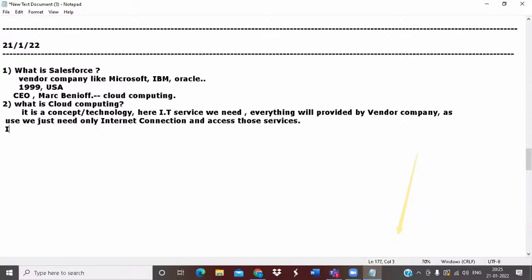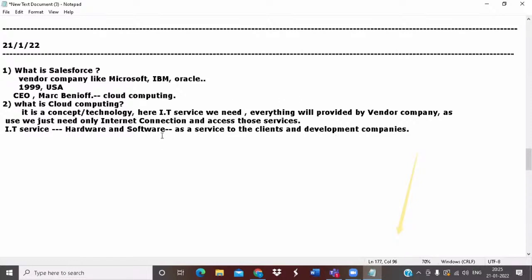What are IT services here? IT services means they will provide hardware and also they will provide software. Both they provide as a service to the clients and development companies. So if you want to use these services, the only thing you require is what? An internet connection. That is enough to access all these services.